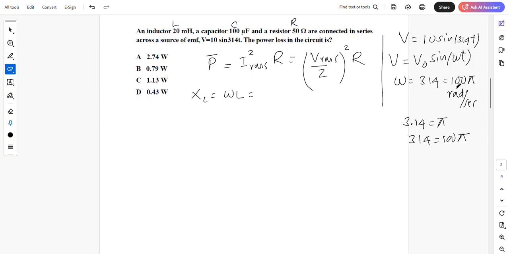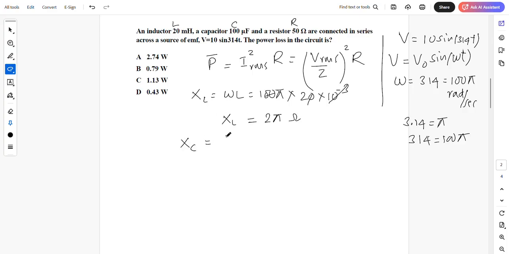For calculation simplification, I have written 100 pi into L, which is 20 into 10 to the minus 3. Milli means 10 to the minus 3. How much are you going to get? XL is equal to this 2 and this 3, this gets cancelled. 2 into pi is 2 pi, so you are getting 2 pi. That is XL. Let us calculate XC.